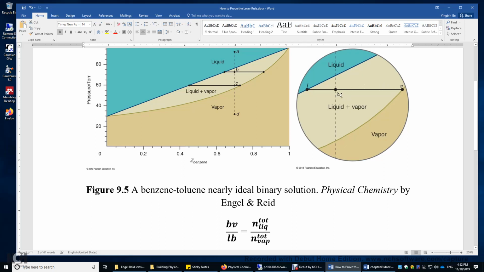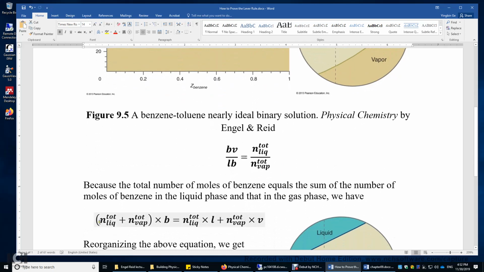Now we know that if we have the number of moles of liquid plus the number of moles of gas, we get the total number of moles. That's here. The total number of moles of both chemicals in the liquid and gas phases times B gives us the number of moles of benzene. So on the left-hand side, you have the number of moles of benzene. On the right-hand side, we will also have the total number of moles of benzene. Benzene exists in the liquid phase and gas phase.